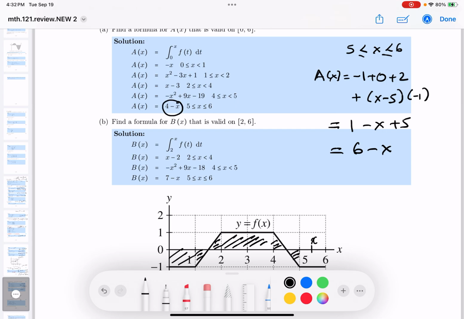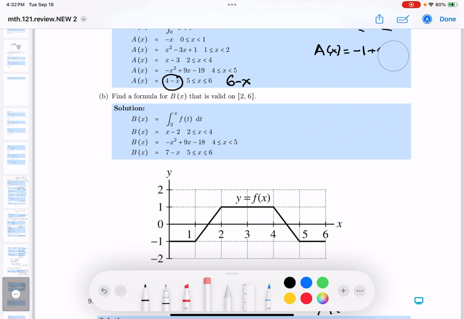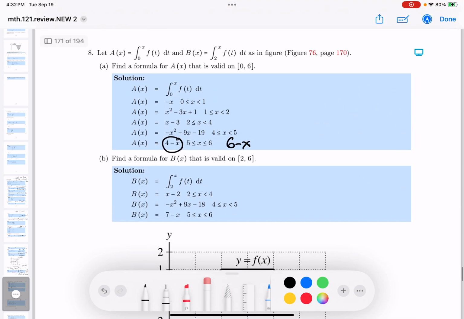I made an error over here, and this should be 6 minus x. All right, I'll correct that. So I'm going to say that one's done with the small error, but I'll correct that error. I'm not sure how that happened, by the way. But anyway, I'll erase this over here, and I'll make a correction there. Let's go to the next one.